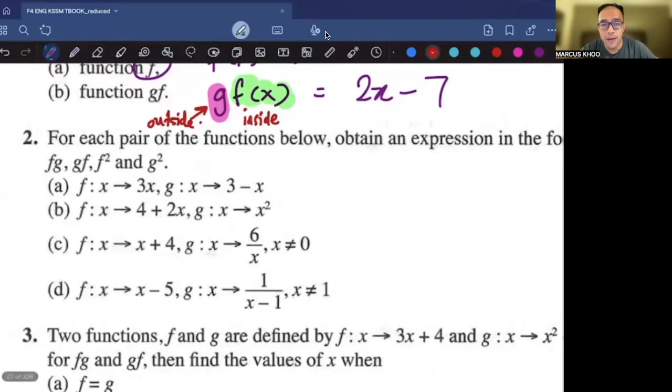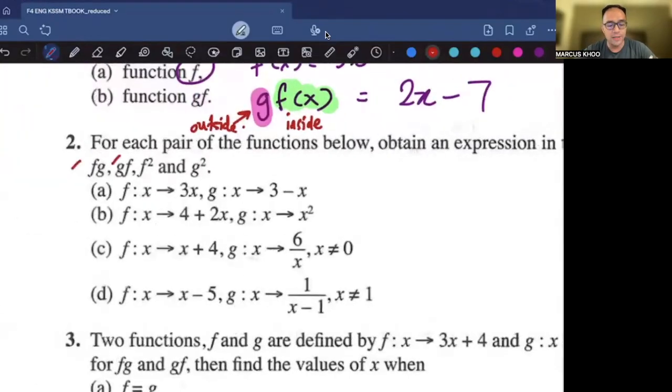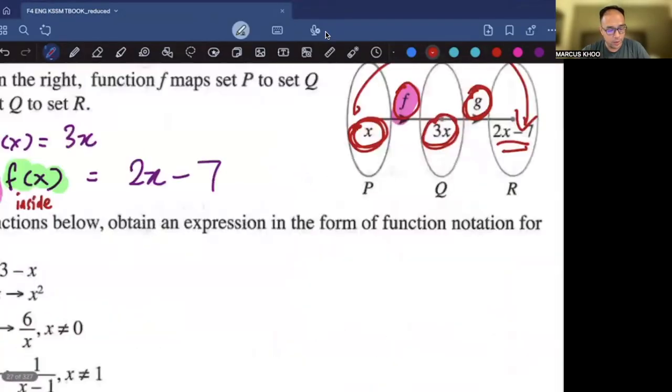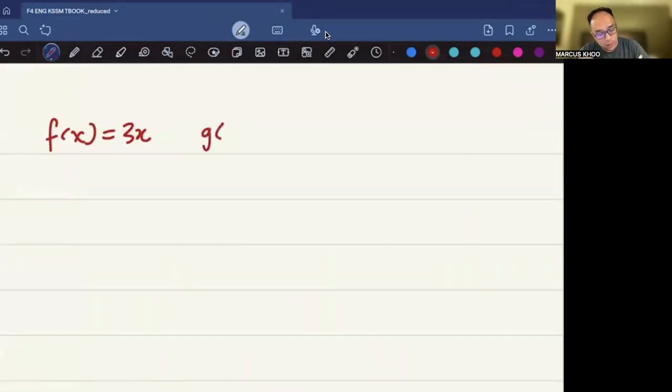For each of the pairs of functions below, obtain an expression in the form of fg, gf, f squared, and g squared. So there are actually 4 functions you need to find. Let's go through this together. The first one is f(x) equals 3x, and the second one is g(x) equals 3 minus x. The first question is fg(x).